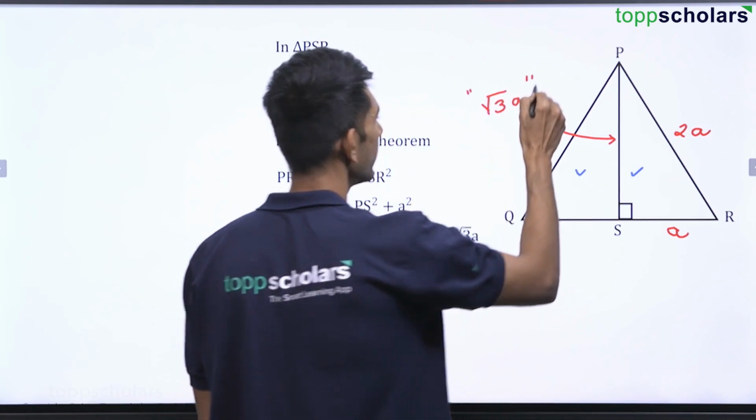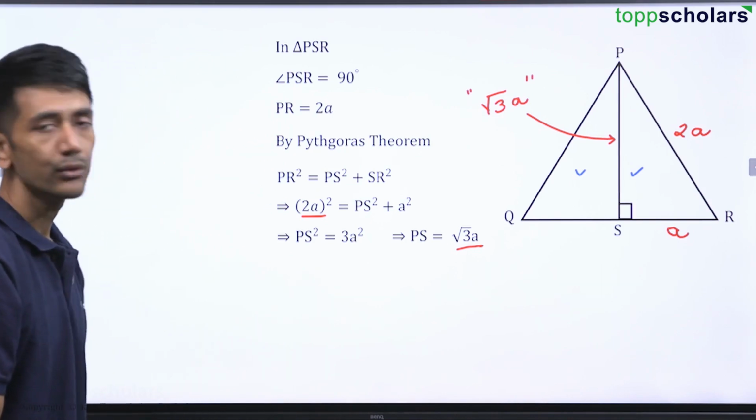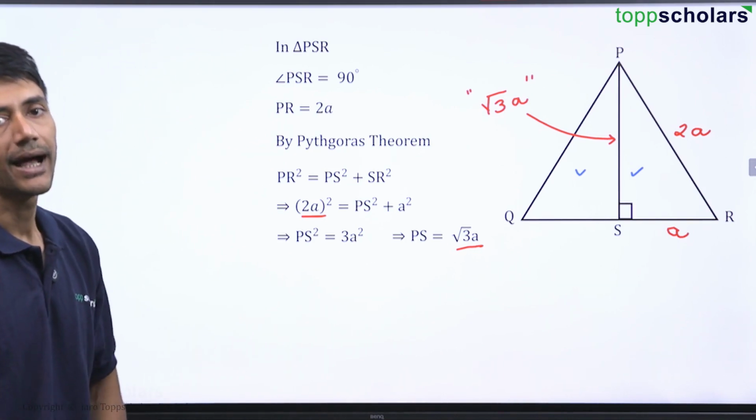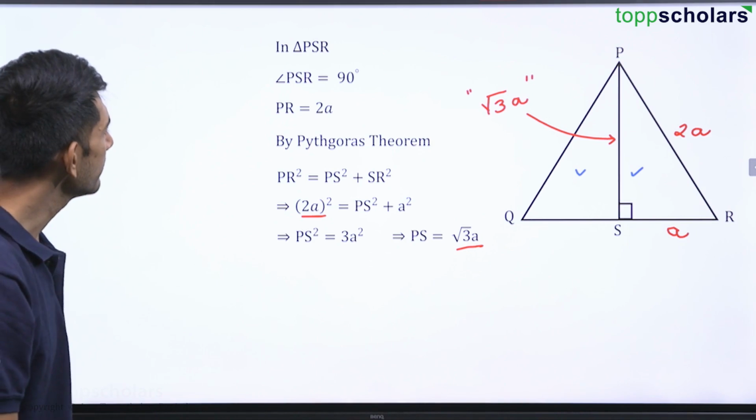I hope this is clear to all of you. How do you find out the length of the altitude here? Easy.